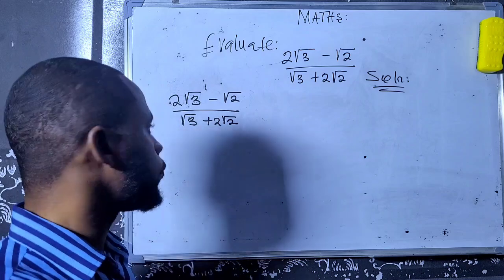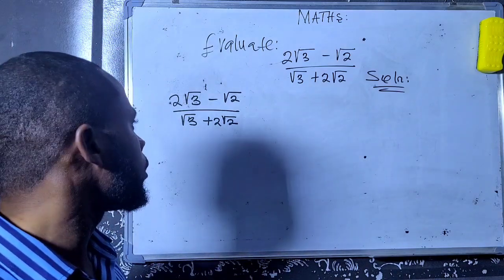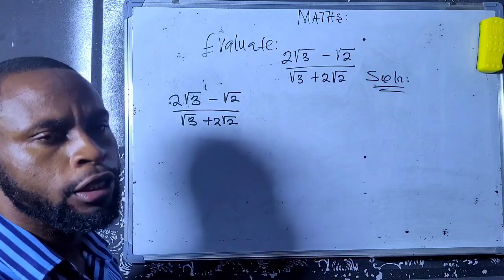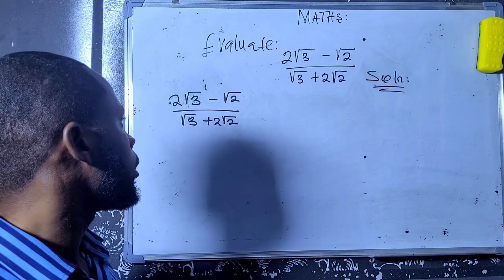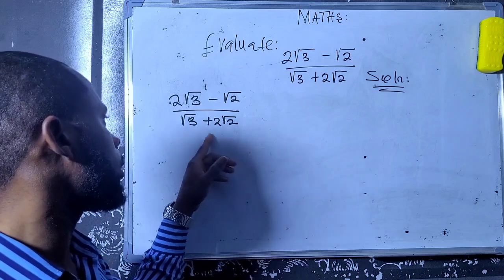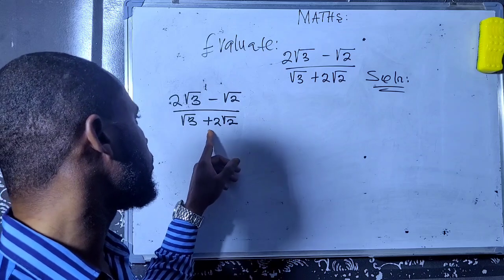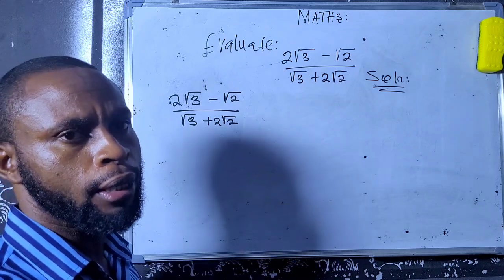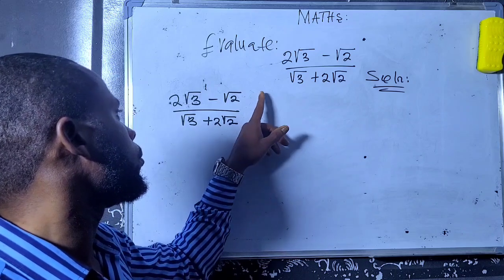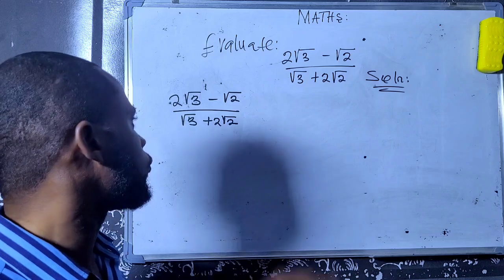Now to evaluate or rationalize this, the first thing you need to do is to take the conjugate of the denominator. The conjugate of the denominator simply means if this place was plus, you replace this plus sign with a minus sign and multiply it on both the top and the bottom of this expression.